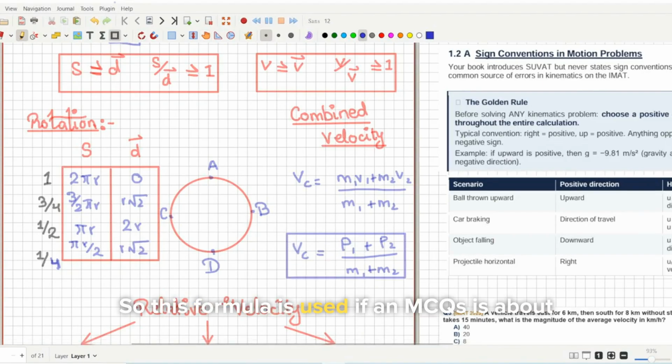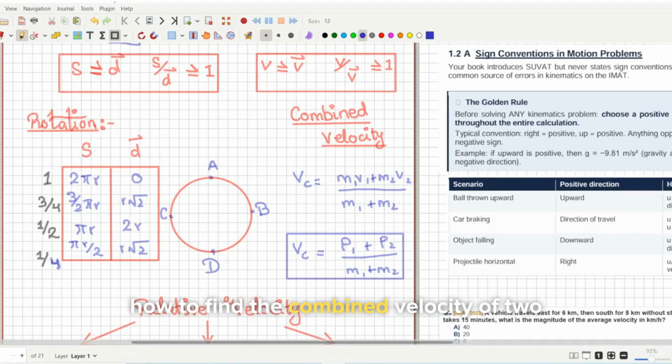So this formula is used if an MCQ is about how to find the combined velocity of two objects. Like if there are two objects given, with mass 1 and mass 2, moving with velocity 1 and velocity 2, and they ask you what the combined velocity of these two objects is, then you can use this formula, and it is really easy. You can just memorize it. It is the sum of momentum divided by the sum of their masses. Simple. Sum of momentum divided by sum of their masses. You can find the combined velocity.